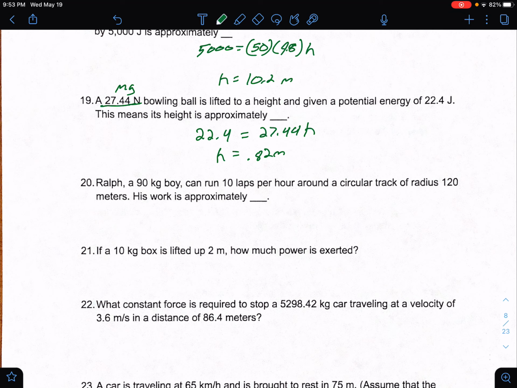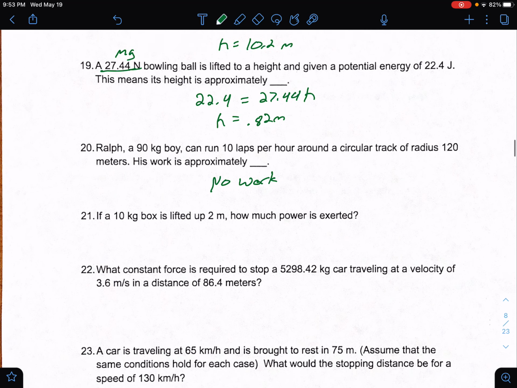Okay, 20, Ralph, a 90 kilogram boy, can run 10 laps per hour around a circular track of a radius of 120 meters. His work is approximately, so remember, if you're going in a circle, you are not actually doing any work. Okay, so that's kind of a conceptual problem.